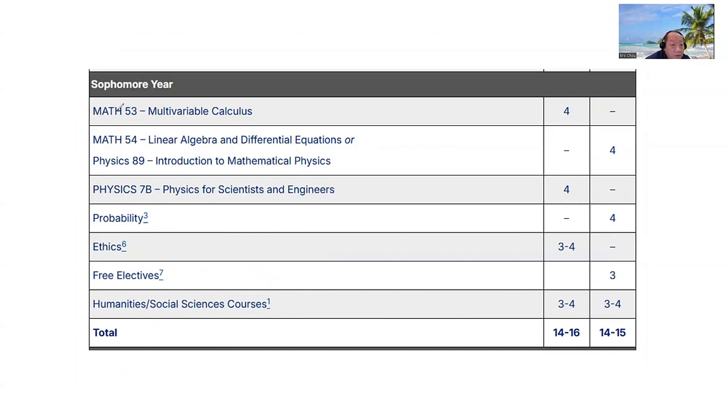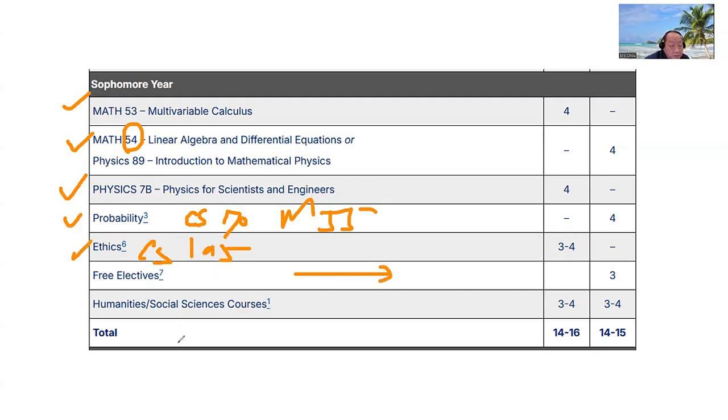Second year, you have the requirement of the engineering of the 53. This is required, 54, and 89. We recommend 54. This is required. 7B required. Probability, you have to take CS 70 or Math 55, required. AC course, CS 195 required. Free elective, up to you, okay, up to you.